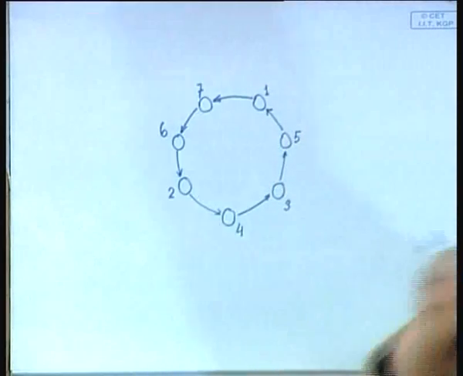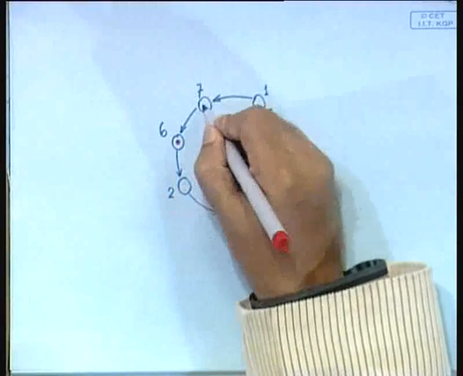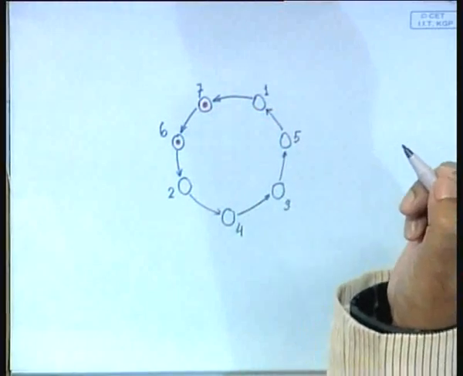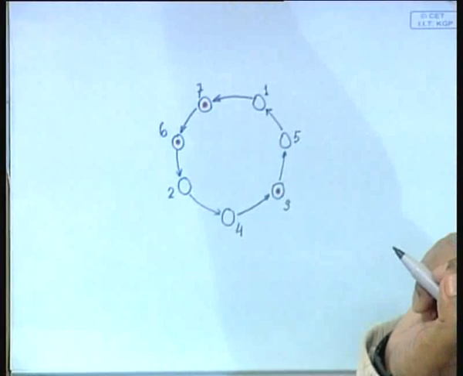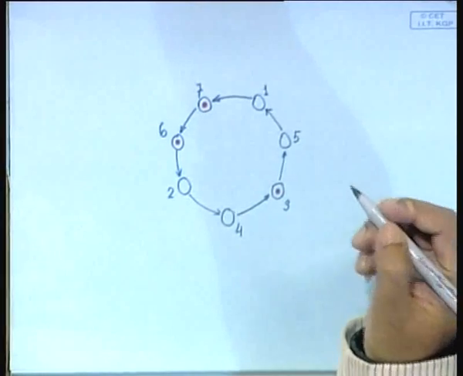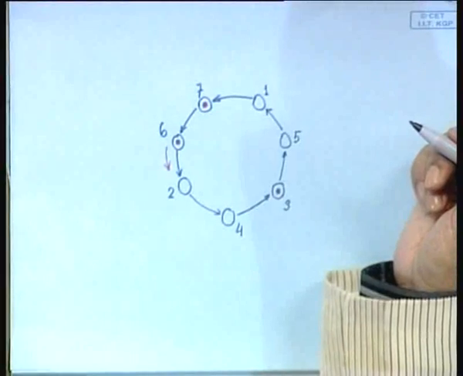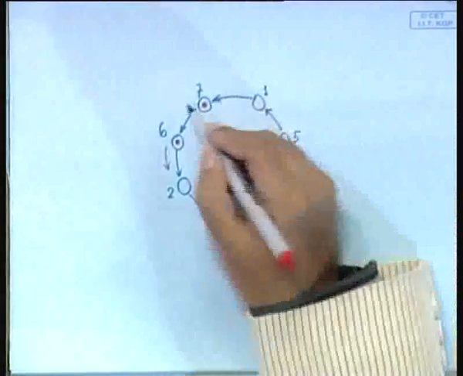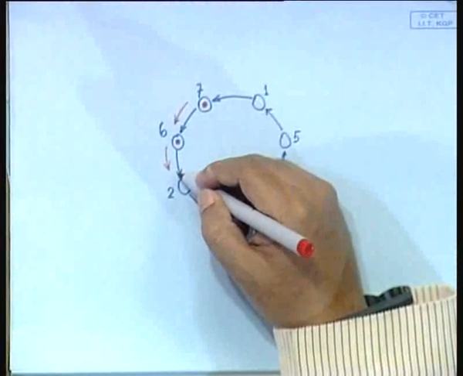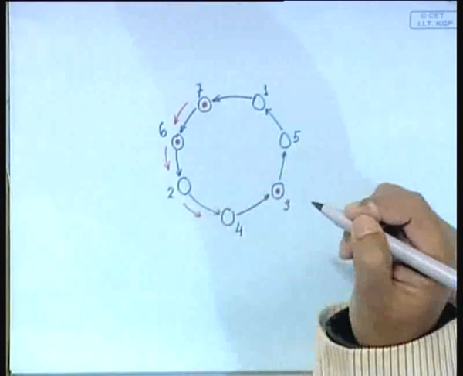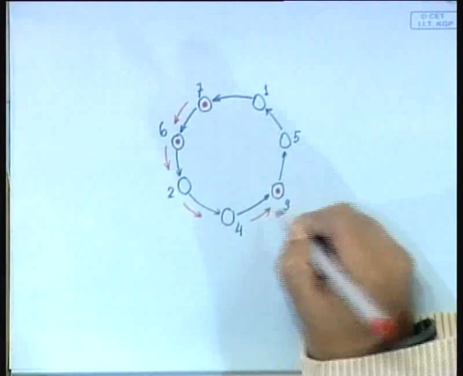Now, let us say at some point of time 6, 7 and 3 want to contest the elections. Let us say 6 starts by sending its ID to the left. Now, 7 starts sending its ID to the left. This one, when it gets 6's ID, it will simply forward it, because it is not contesting. When this one gets this ID, it will forward it.